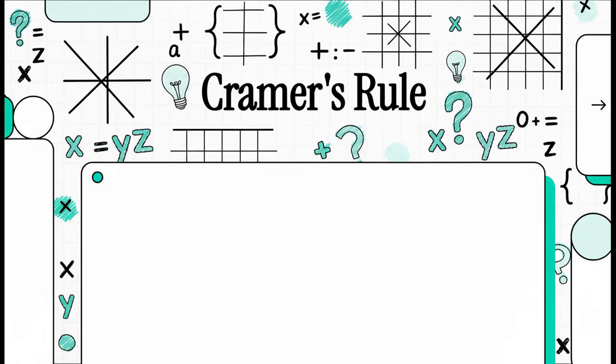Let's be honest, solving systems of linear equations can feel like a total grind. You're juggling variables, rewriting equations, and one tiny slip can derail the whole thing. But what if there was a seriously smart shortcut? A method that just gets you straight to the answer? Well, in this explainer, we're going to dive into that exact tool.